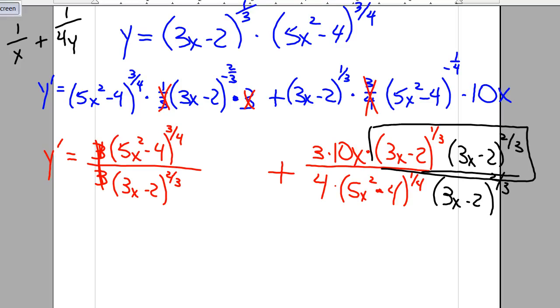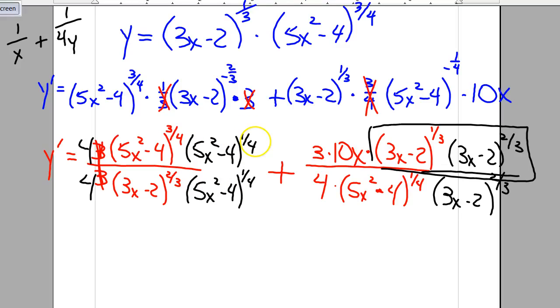So on this side, I need 2 things. I need the 4, first of all, because there's a 4 over there. So I need to put a 4 on the bottom. But if I put it on the bottom, I got to put it on the top. Then 5x squared minus 4, how many of them? 1/4. So I'm going to put 1/4 of them on top also, but, again, when I combine those, how many 5x squared minus 4s do I really have? Just 1. So the fractions on top clear out. Good.